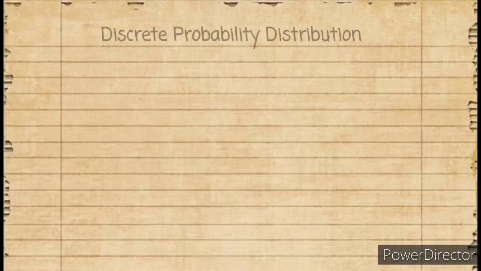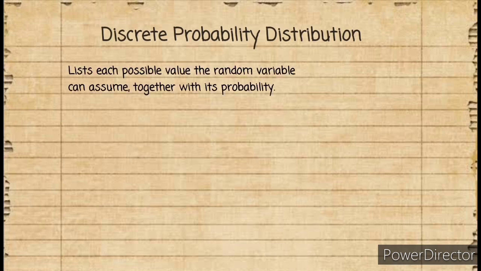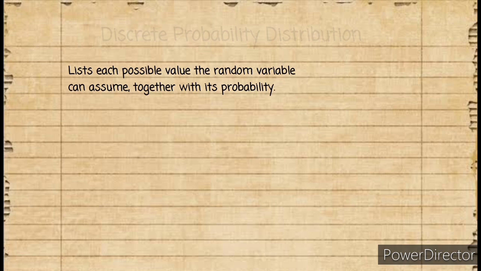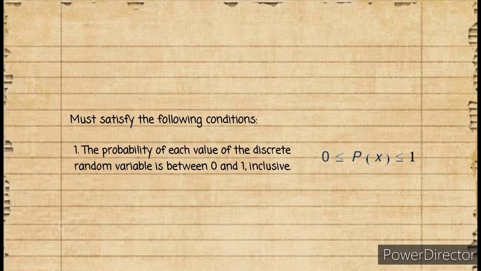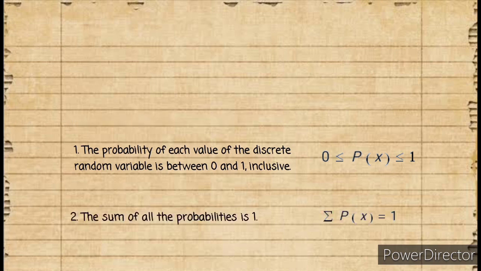Discrete probability distribution. In discrete probability distribution, you need to list each possible value the random variable can assume together with its probability, and can only be applied if the two conditions are met, such that: Number 1. The probability of each value of the discrete random variable is between 0 and 1 inclusive. Number 2. The sum of all the probabilities is 1.